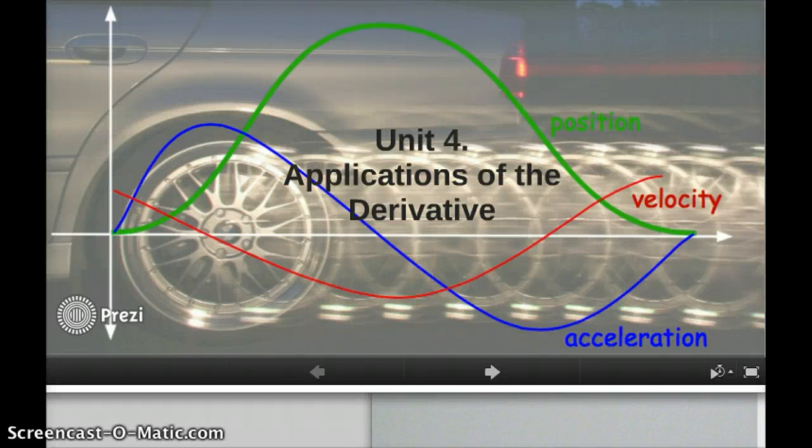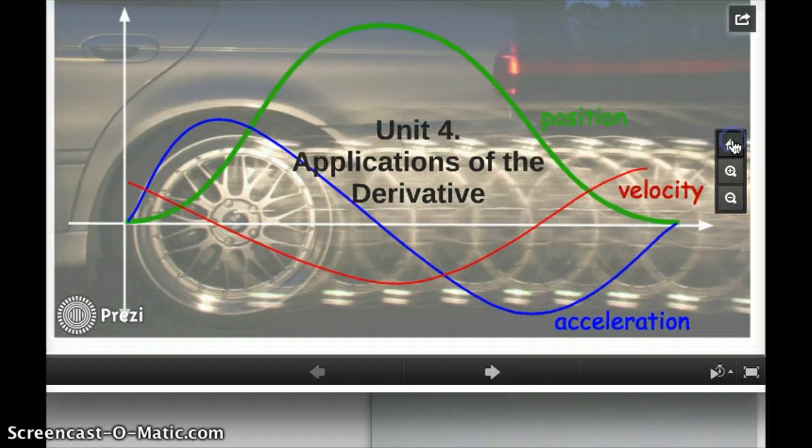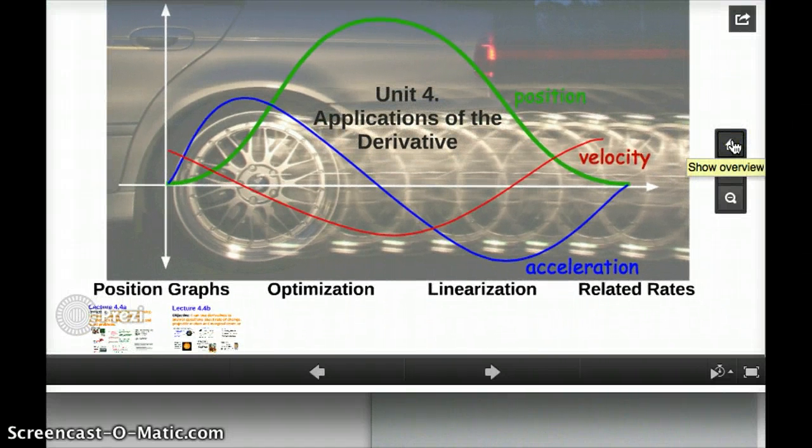Welcome to Unit 4. This unit's going to be all about applications of derivatives, and there are basically 4 different kinds of applications that we'll talk about. The first is position graphs. You're actually looking at an example of a position graph, and it's a graph where you can relate the location of an object to its velocity and acceleration. And there's a relationship between these 3 curves, which we'll talk about.